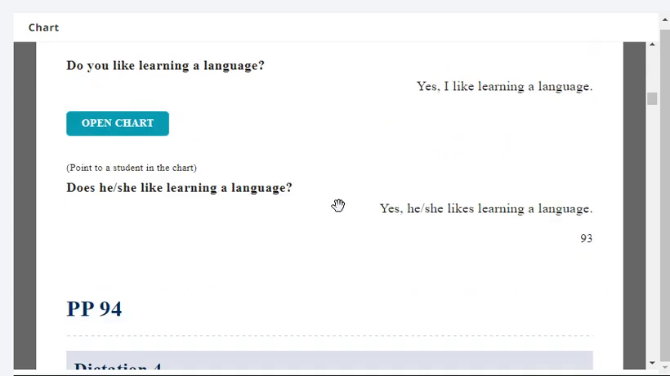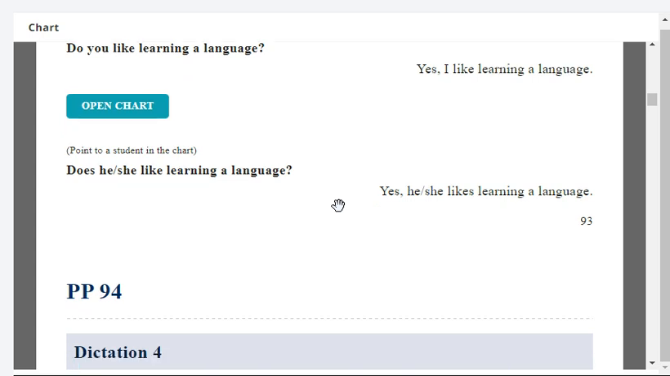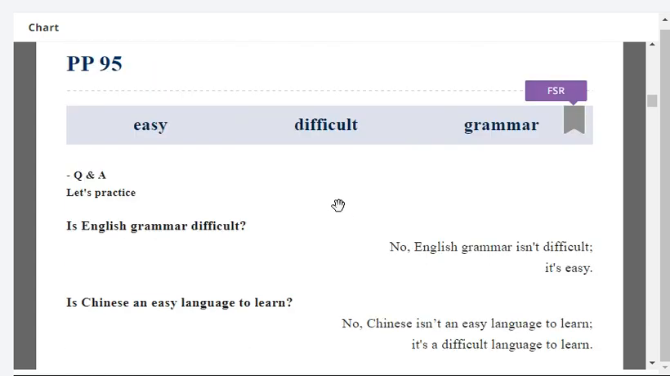Very good. Does she like learning a language? Yes, she likes learning a language. Very good. Okay, next. Is English grammar difficult? No, English grammar isn't difficult. It's easy.